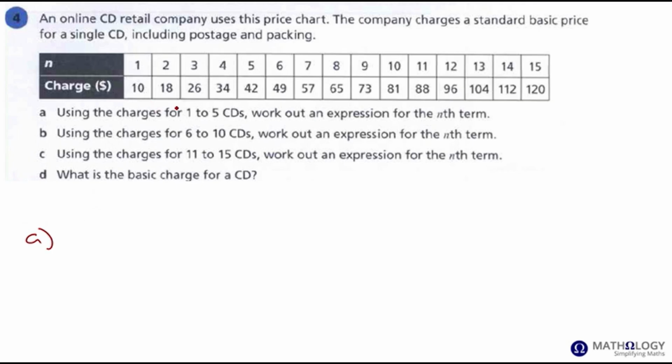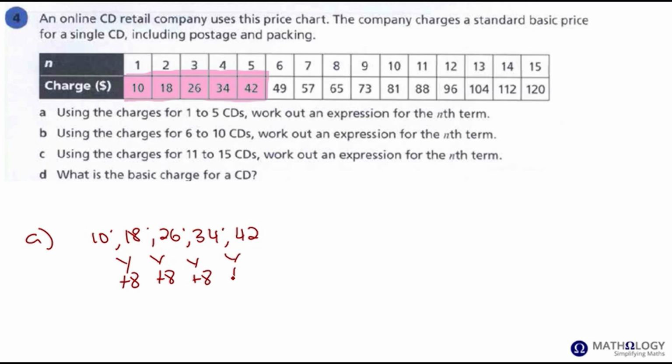So the charges for 1 to 5 CDs, we're looking at this sequence of numbers. So 10, 18, 26, 34, 42. Work out an expression for the nth term. So for this sequence of numbers, we are adding 8 to each term. So the nth term equals 8n.